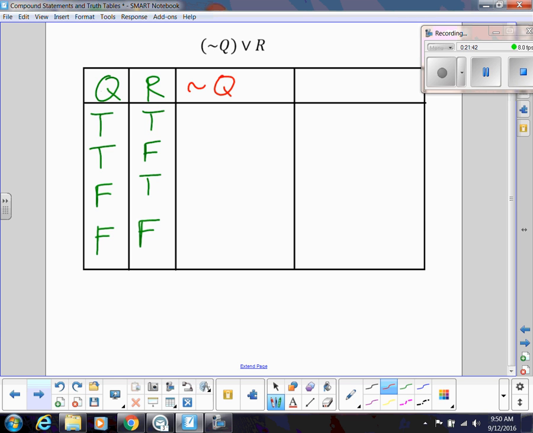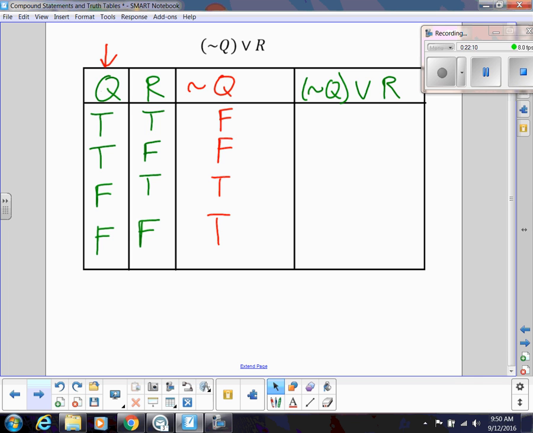Okay, so I'm going to do my not Q. I can just look at this first one and then do the opposite of that. So false, false, true, true. All right, so now I'm ready to do the whole thing. I'm going to do not Q or R. Now I'm looking at these two columns and I'm thinking or. I need at least one of them to be true for me to put true. Otherwise, I'm going to put false.